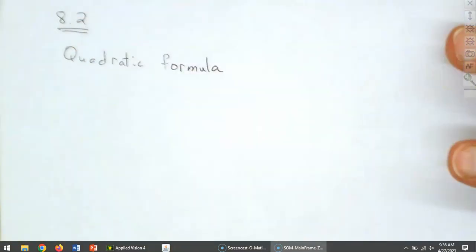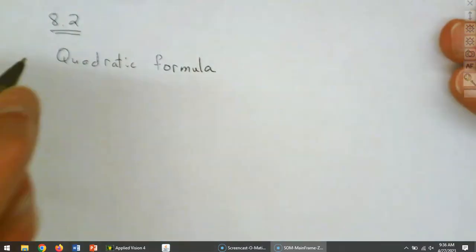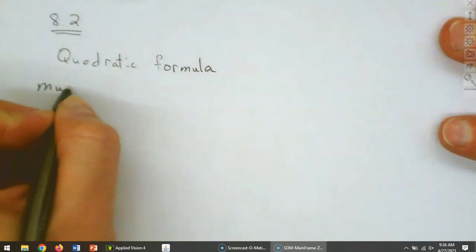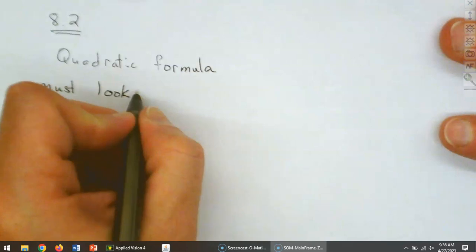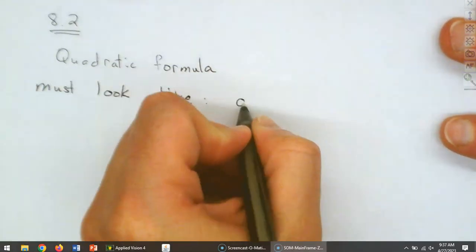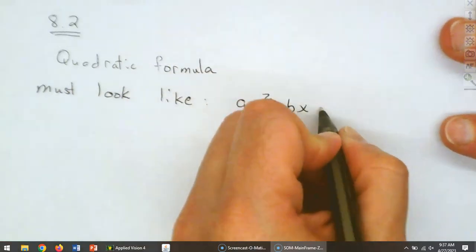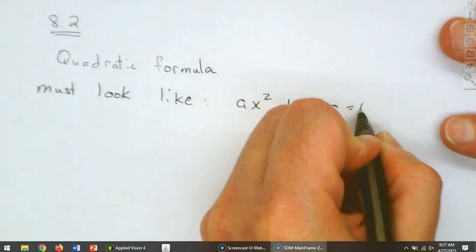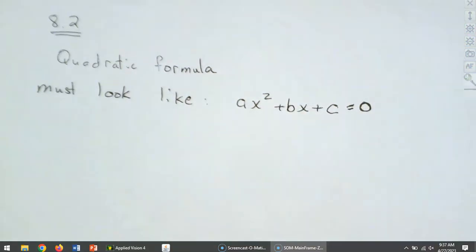And for the quadratic formula, we need to make sure that your equation must look like this: ax squared plus bx plus c equals 0. Okay, and this is going to be our equation that we're going to use for the quadratic formula.